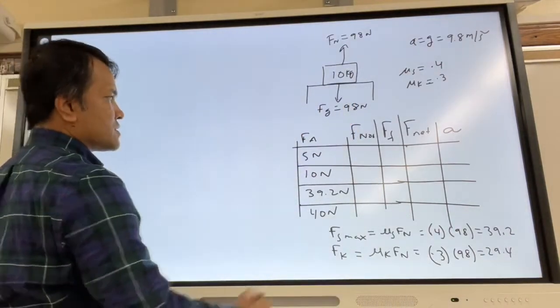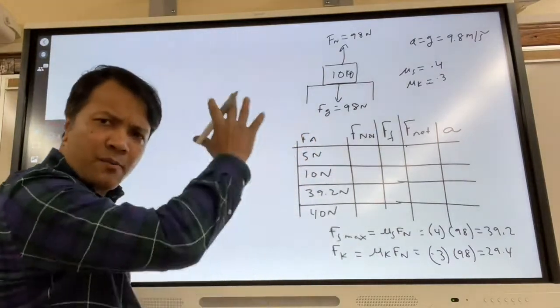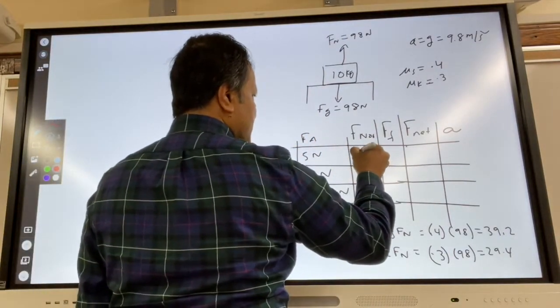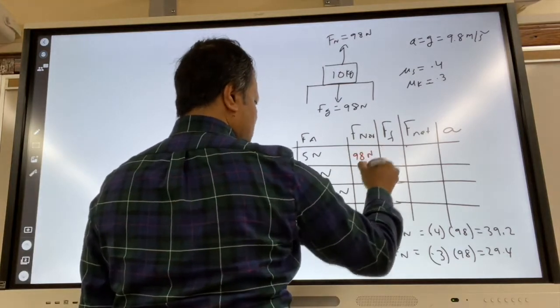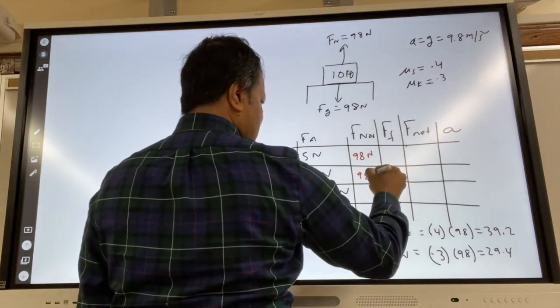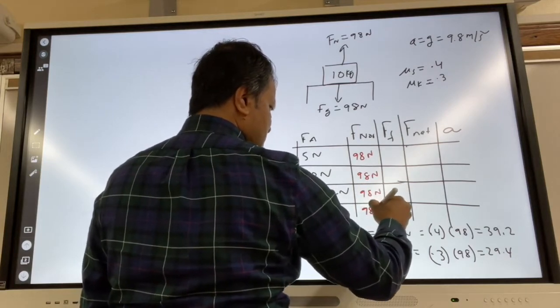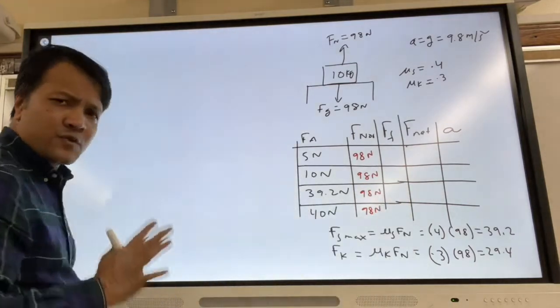Okay, normal force is 98 Newton. There is no upward force acting on this box. So normal force is 98 Newton. Okay, force of friction.